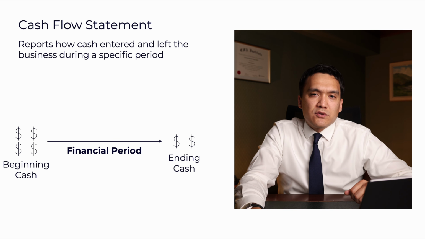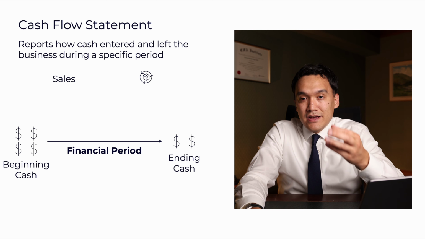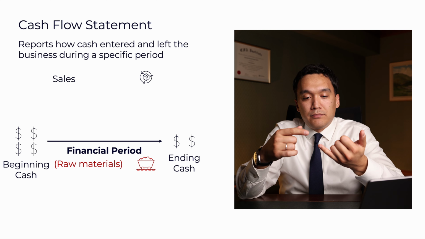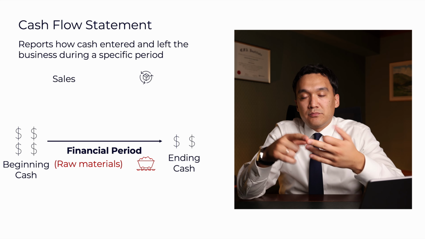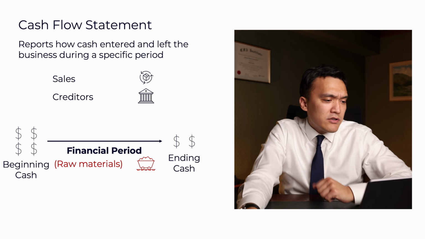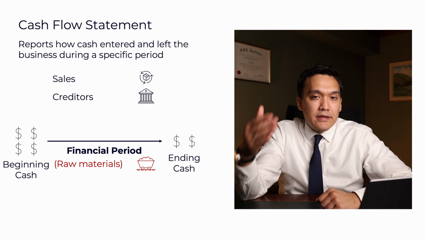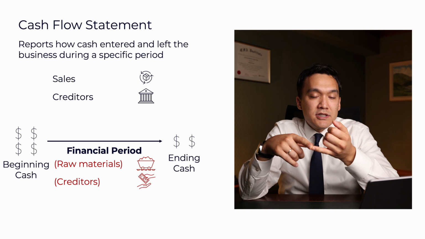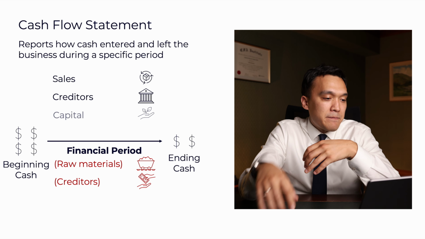So what are those cash flows? Well, of course, these are sales of our products and services. And on the other side, this is cash spent for purchases of raw materials, to pay our employees, and to pay for all the other operating expenses. We can also have inflows from creditors. These are loans from a bank. And again, on the other side, these are repayments of the principal of the loan amount and of interest expenses.